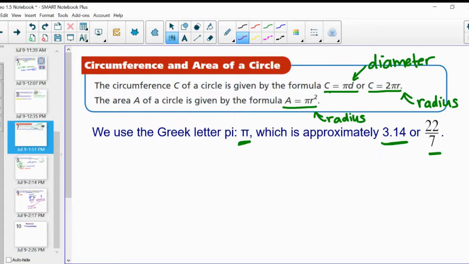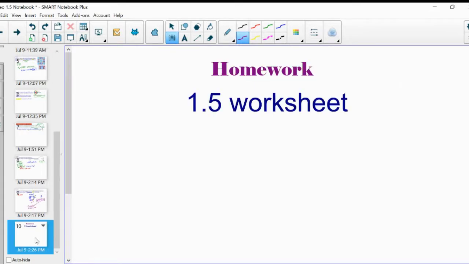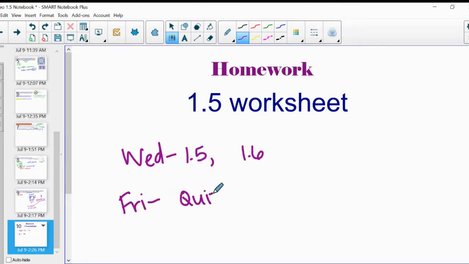All right. So what you can do on your own now is the 1-5 worksheet that I passed out last class. And also just want to kind of give you a heads up. So next week on Wednesday, we will go over 1-5. We're also going to look at 1-6. And then next Friday, you're going to have a quiz on 1-4 to 1-6.